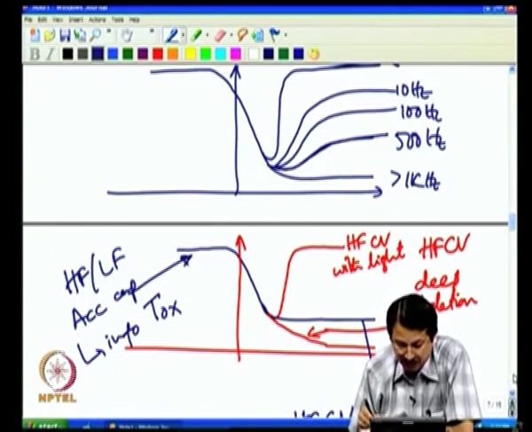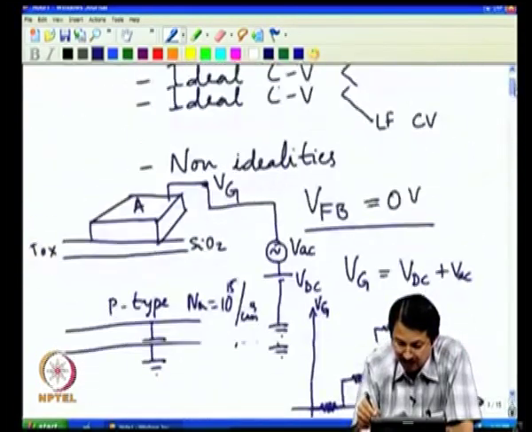Okay. So, let us stop here today, and we will continue in the next class, and we will start looking at all the non idealities such as fixed oxide charge, interface states, and slow interface states, and a whole range of non idealities. How do they impact the capacitance voltage characteristics?